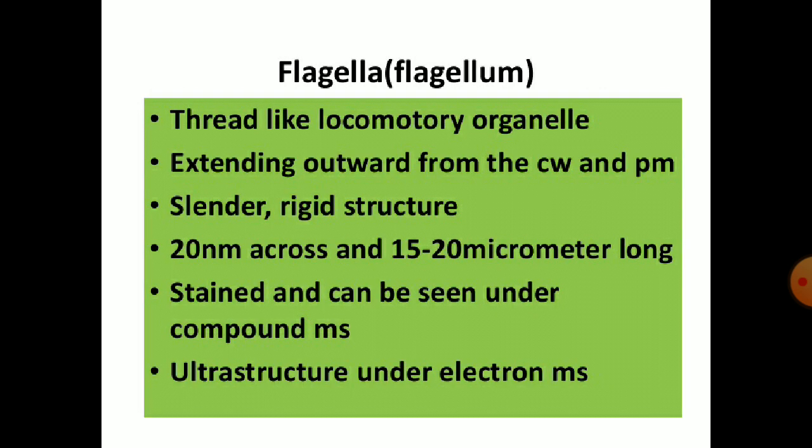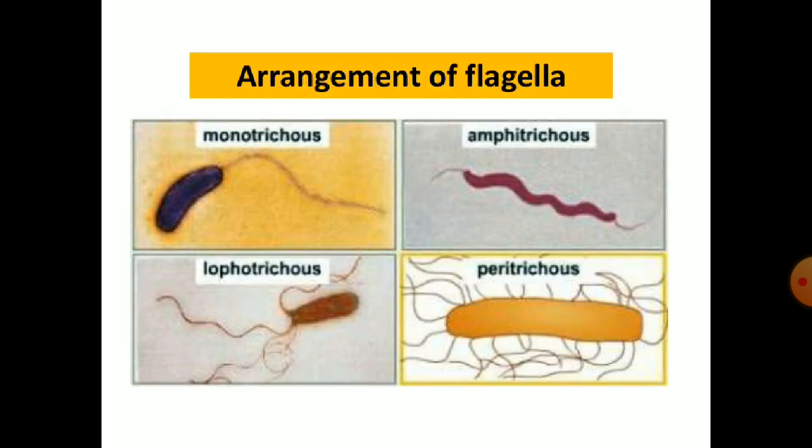Flagella, that is the flagellum, is a thread-like locomotory organelle extending outward from the cell wall and the plasma membrane. It is a slender rigid structure, up to 20 nanometers across and 15 to 20 micrometers long, can be stained and can be seen under the compound microscope. Ultrastructure is seen under the electron microscope.